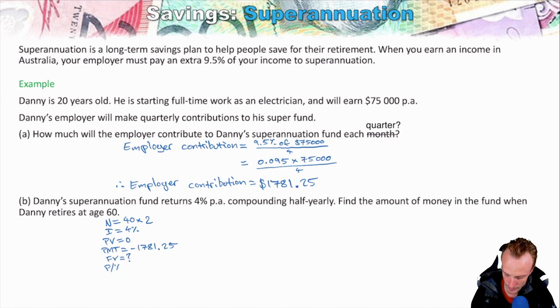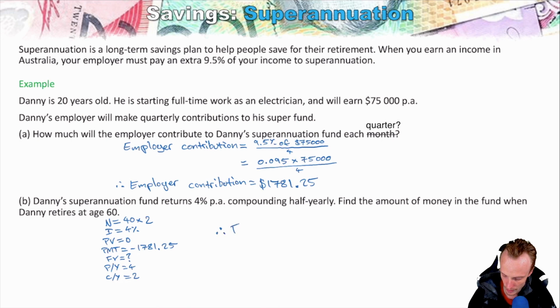Payments per year, now this is where you've got to be very, very careful. These contributions from the employer are occurring quarterly, so it's going to happen 4 times per year. That is going to be different in this situation compared to how often it's compounding. So it's compounding here half yearly. So that's just something to be very careful of. Sometimes they will be the same, sometimes they'll be different. So it's just something you've got to keep an eye out for.